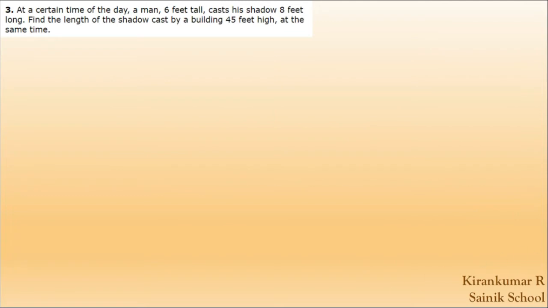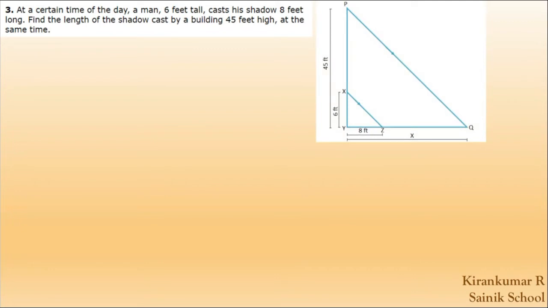Third question, at a certain time of a day, a man 6 feet tall casts his shadow 8 feet long. Find the length of the shadow cast by a building 45 feet high at the same time. This is the corresponding figure. XY represents the man standing, which is 6 feet, and the shadow cast will be YZ.